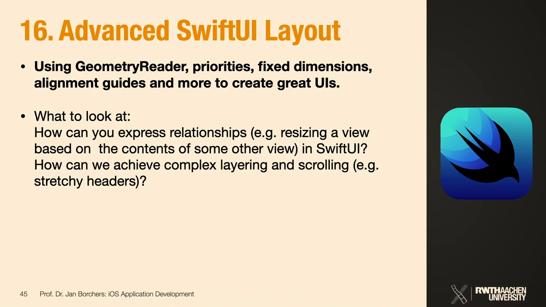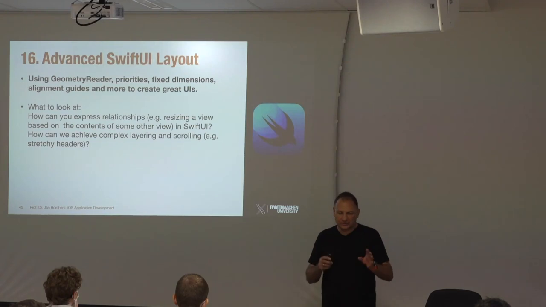And so with advanced SwiftUI layout, we're trying to get into the question of how do I still get great-looking SwiftUI apps that look really polished and are exactly how I want them to be when I have this declarative framework. So there are some things like geometry readers, priorities that you can give when layouting, fixed dimensions, alignment guides, etc. All these things that SwiftUI offers to get to a good layout in SwiftUI. Okay, so those are the topics.